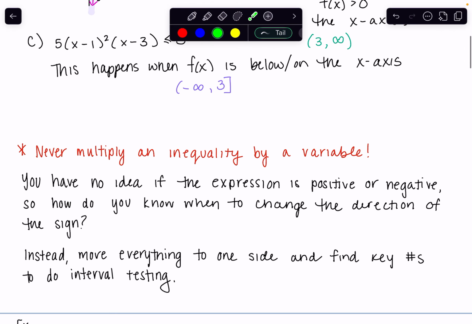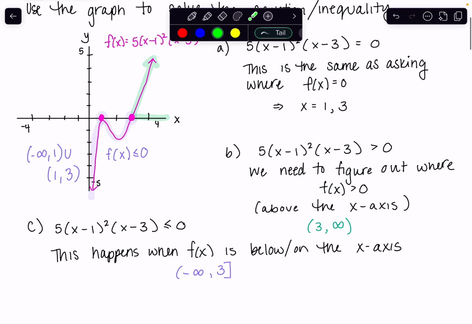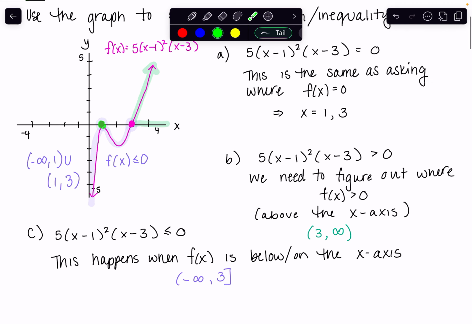Instead, what you're going to do is move everything to one side and find key numbers to do interval testing. So to go back up here to show you what those key numbers are, it's these cutoffs where it exactly equals 0. If you've got everything on one side, you're going to have 0 on the other. So you're finding these values where it's going to touch or cross through the x-axis.